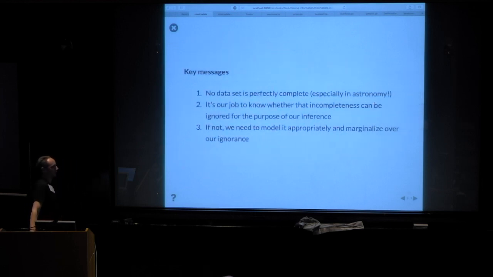So, key messages in case you get lost later on, which I would totally understand. As Adam sort of alluded to, no data set probably is perfectly complete, and it's especially true in astronomy, where we are sadly stuck here on planet Earth, and all we get to do is look at the sky and see what we can see, right? Our job as people who work on data is to know whether that incompleteness matters for what we're trying to do. And if it does matter, it is our job to model it appropriately and marginalize over the stuff that we don't know.